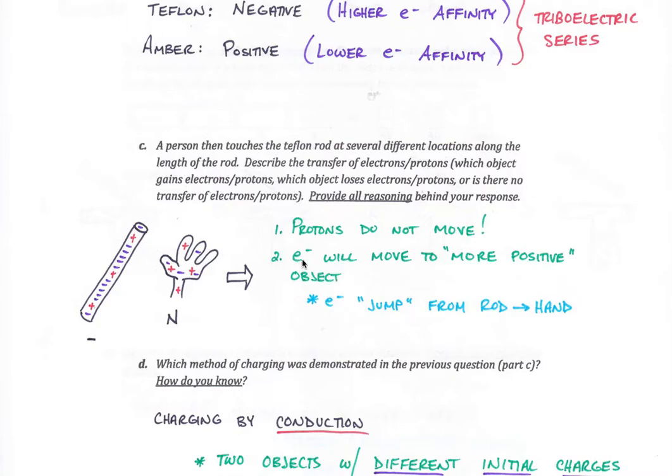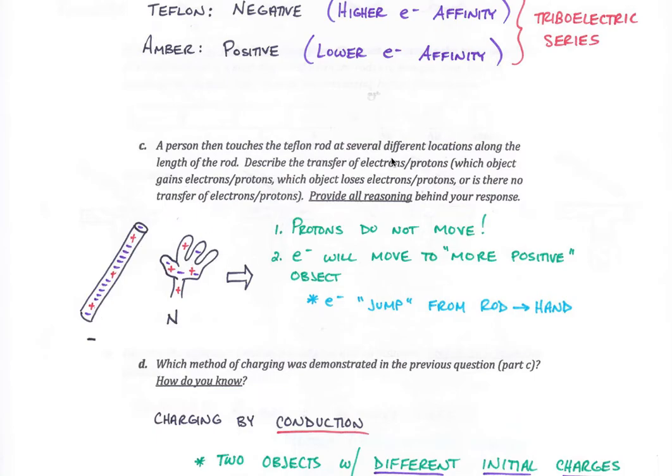But the electrons will always choose the more positive object when two differently charged objects come in contact with one another. So when these two touch, the electrons will jump from the more negative to the more positive. Therefore, they will leave the negatively charged rod and jump to the neutral hand. Not because the hand itself is positive, but because it is the more positive option. You can think of it less as the electrons actually attracting to the protons, and more as all these electrons repelling one another off of the rod.